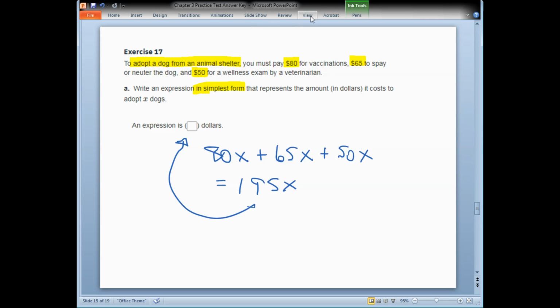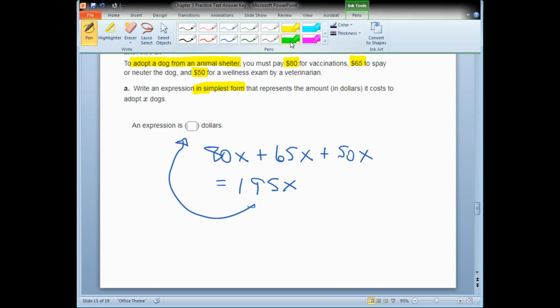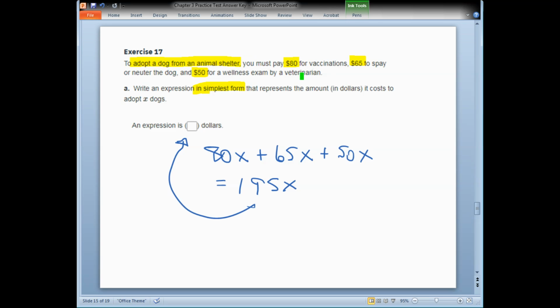All right. So one way to look at this is how much is it going to cost to adopt one dog? Well, I would add 80 plus 65 plus 50. So I would add this with this and then add that, right? That's for one dog. That would be for X equals 1. Because if X equaled 1, then this would be 80 times 1 plus 65 times 1 plus 50 times 1. That's for one dog.